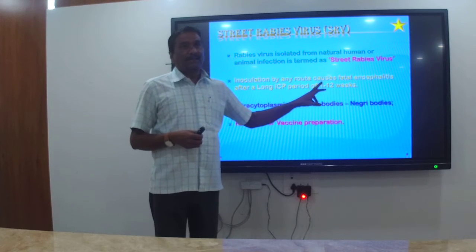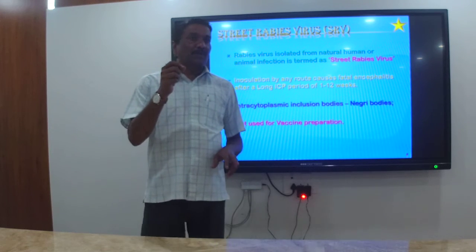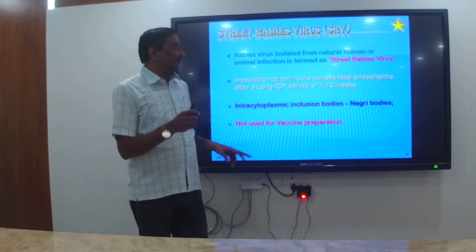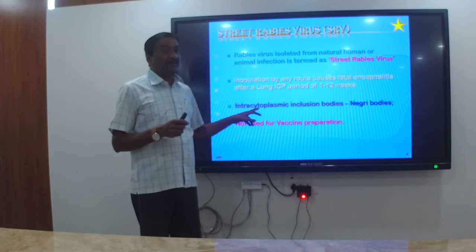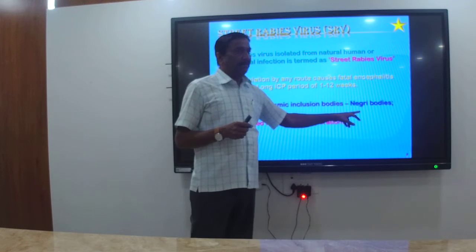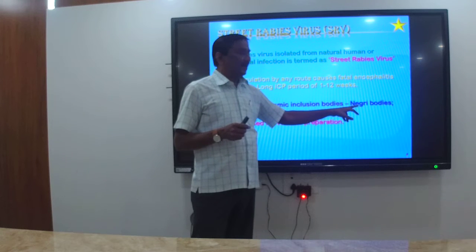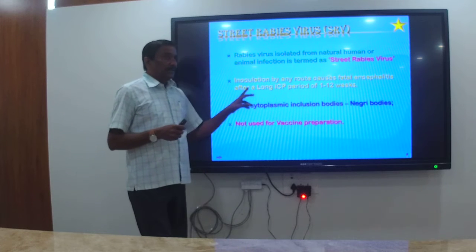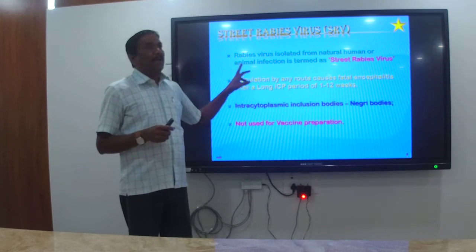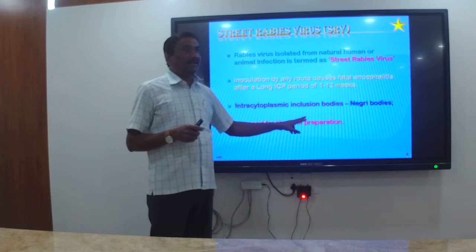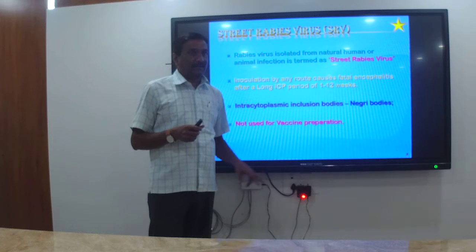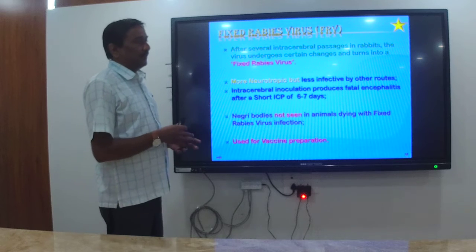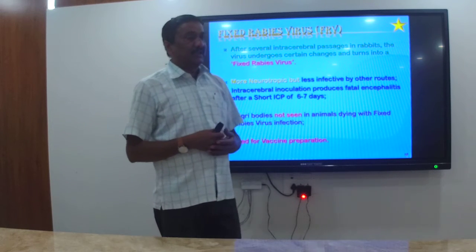Inclusion bodies are the bodies present inside the cytoplasm of the infected cell where virus multiplication is taking place. Now such inclusion bodies which are present in the cytoplasm of the brain cells of the infected host are called Negri bodies. It was discovered first by Adelchi Negri, so it is called Negri bodies. Now these street rabies viruses are not used for the preparation of vaccine because they are the wild strain of rabies virus. On the other hand, the second type of virus is called the fixed rabies virus, which is an altered form of street rabies virus.